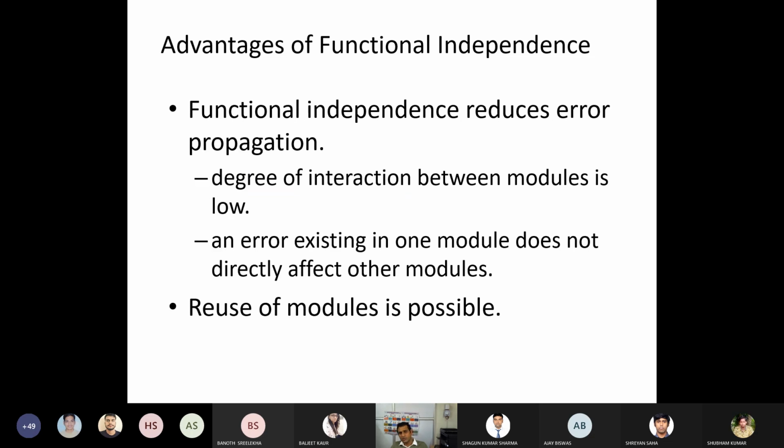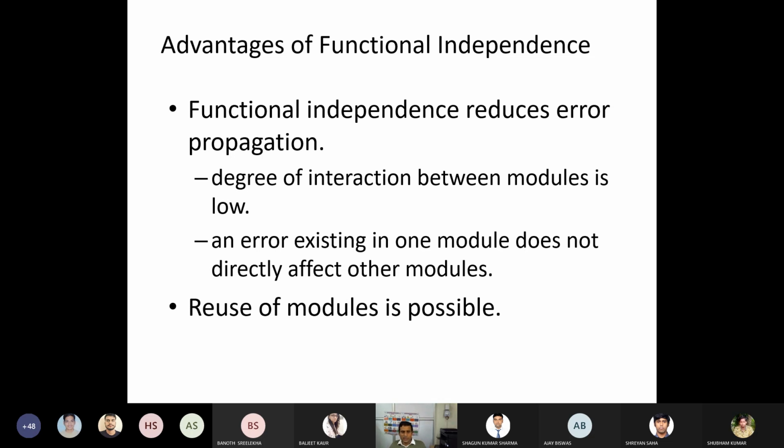Now, functional independence reduces error propagation. That is what I said to you, right? Let's say there is a module A and a module B, and B is dependent on A. If an error is introduced in module A, then what will happen? Because B is also dependent on A, whatever errors are in module A will also propagate to the other module. Sometimes it is very difficult for us to debug where that error is, whether in module A or module B. So debugging also becomes very difficult.